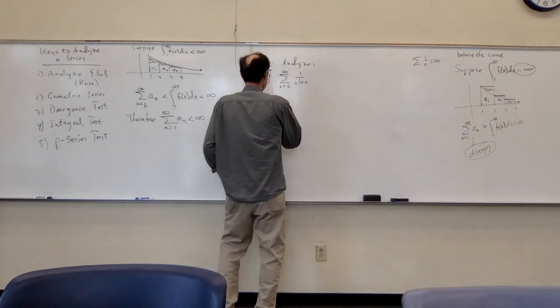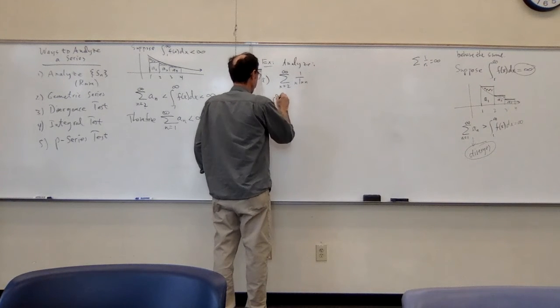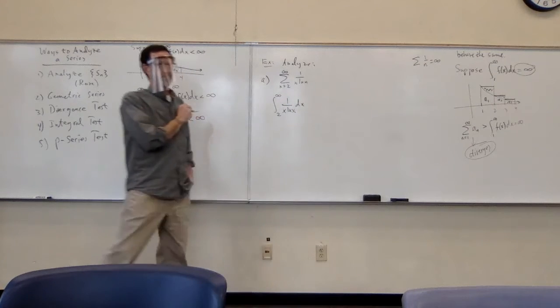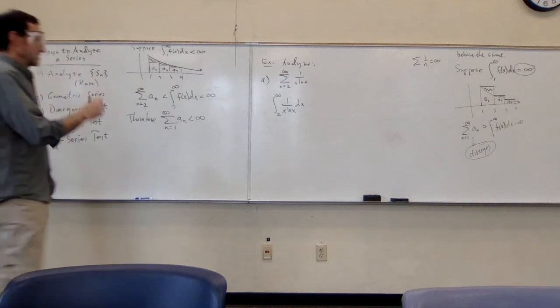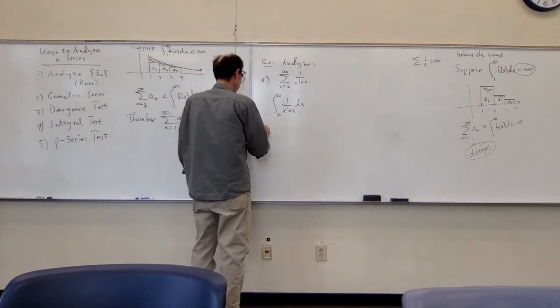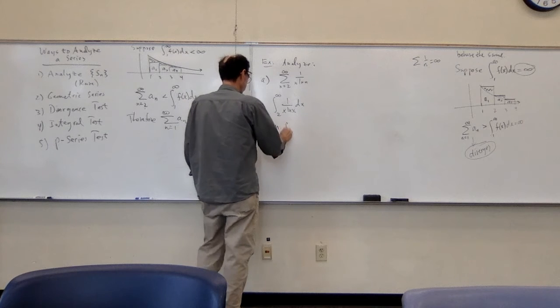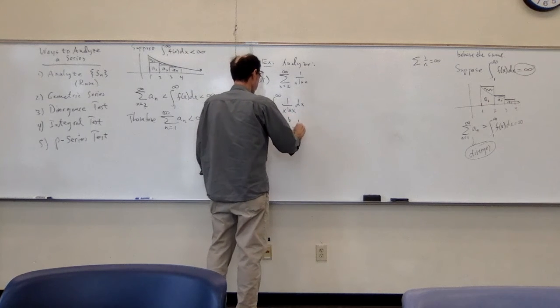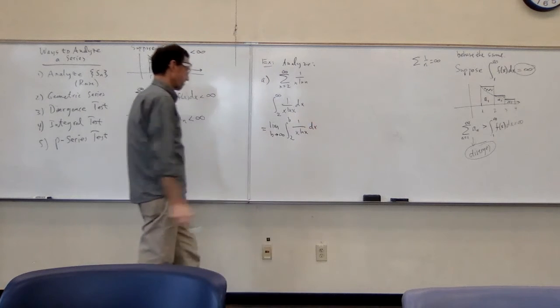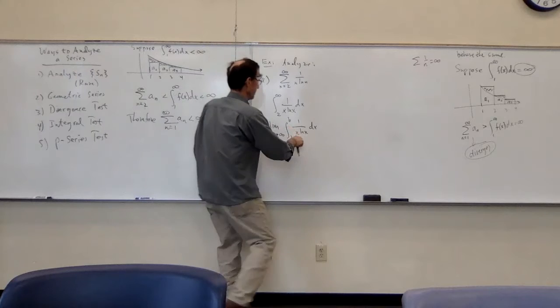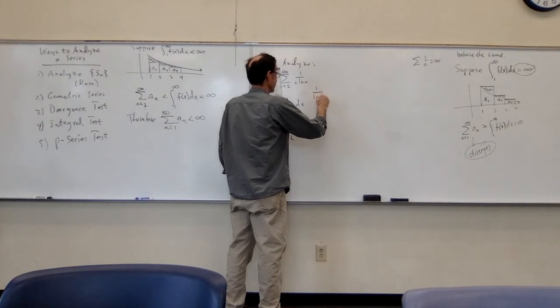Well, let's find out. The integral is from 2 to infinity of 1 over x log x. Take our formula a sub n and convert it to a function of x. Just replace the n's with x. Of course, this is improper, and we know how to deal with that. Limit as b goes to infinity of the integral from 2 to b of 1 over x log x. I'm going to rewrite this.